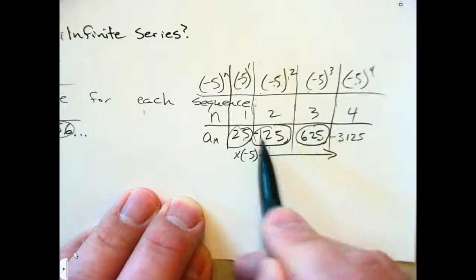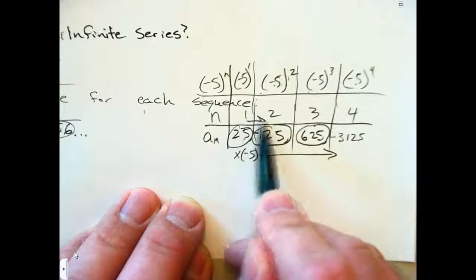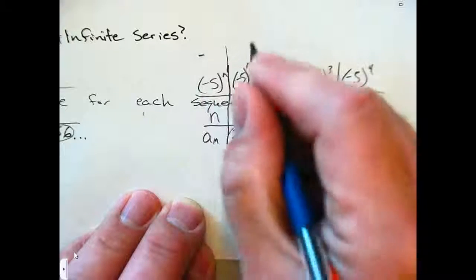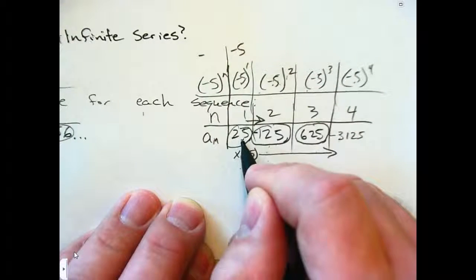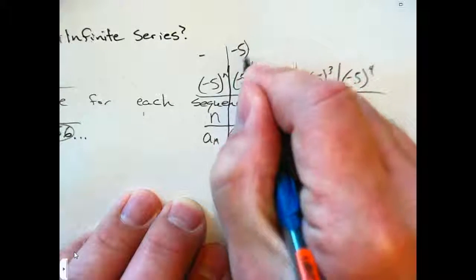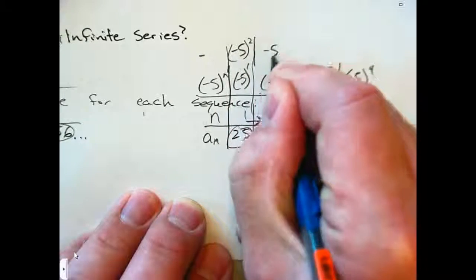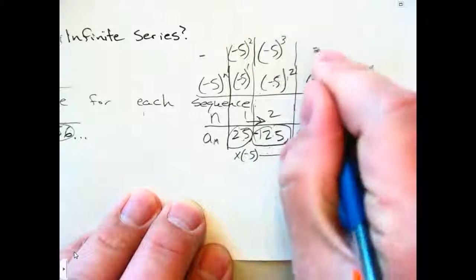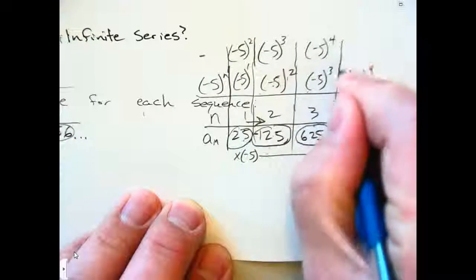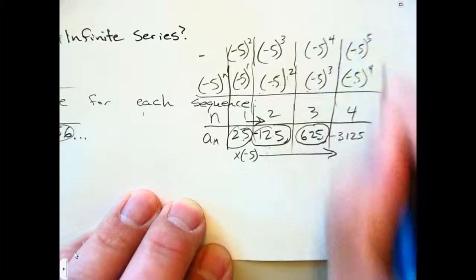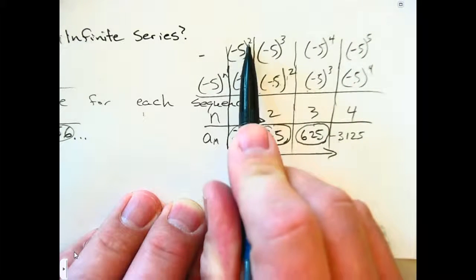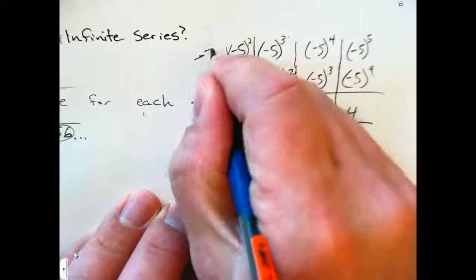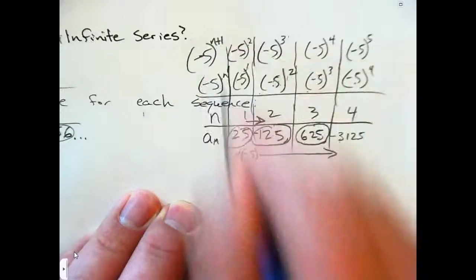So really, we would want this to move that way, right? We know that -5 to what power is 25? The second. And -5 to what power is -125, third. And we want the next one to be to the fourth, and we want this one to be to the fifth. So what do we have to do to this number? You have to add 1 this time, right? And this number represents n, so this is -5 to the n plus 1 power.